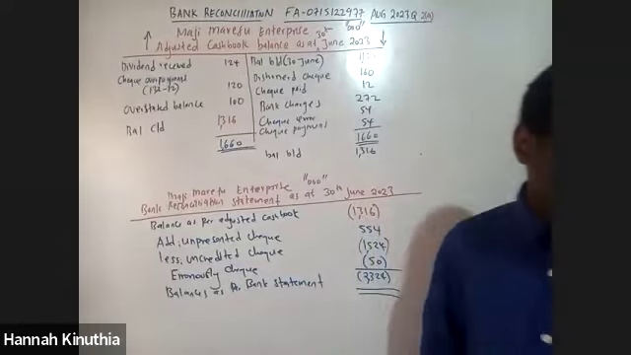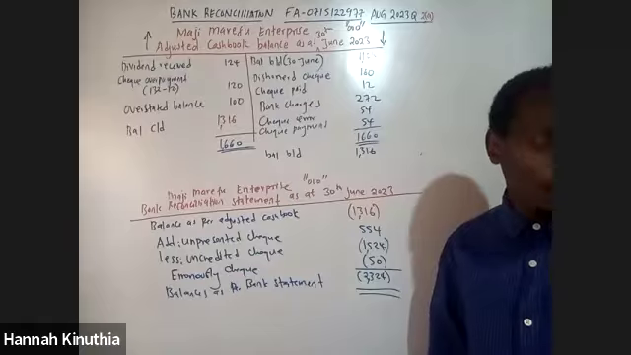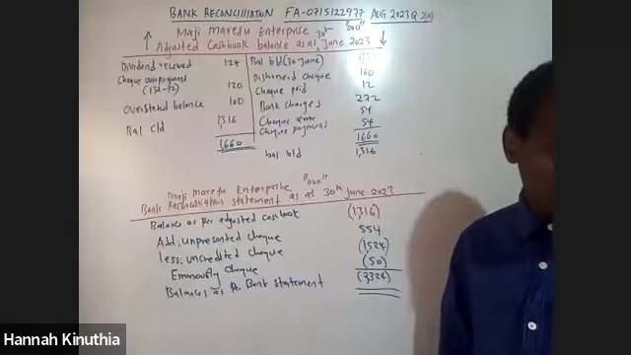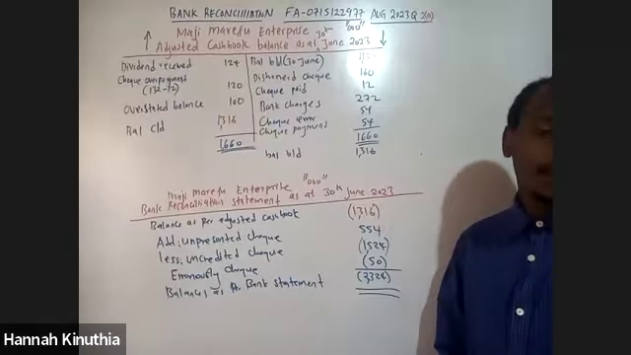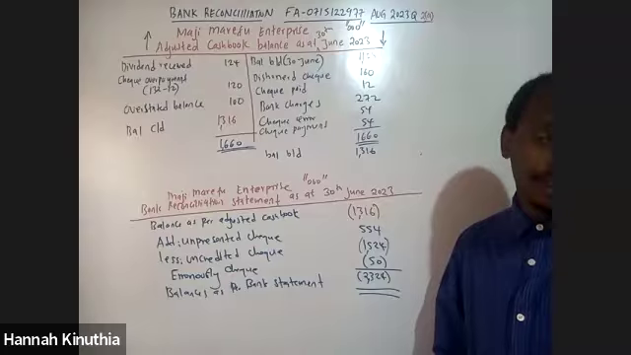Now, ukiangalia pale, open that question tukianza pale juu. Question 2A, hapo juu tukianza. We have been given the cash book. Look at the cash book balance. The balance at June 2023 is 1108.